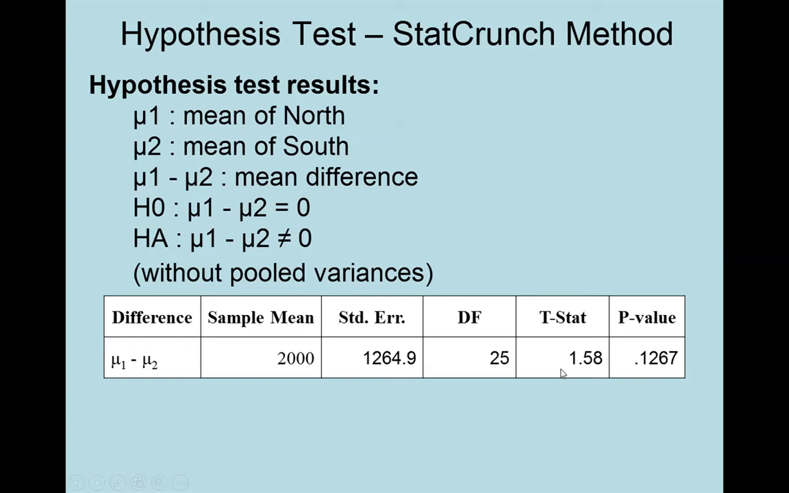The test statistic, and I cut this off from the StatCrunch output, but it's 1.58. And then the p-value was 0.1267. So before we just bound it between 0.10 and 0.20. Now we're actually getting the actual value, 0.1267. So what would you have to do if you were given this output as far as writing up the results?